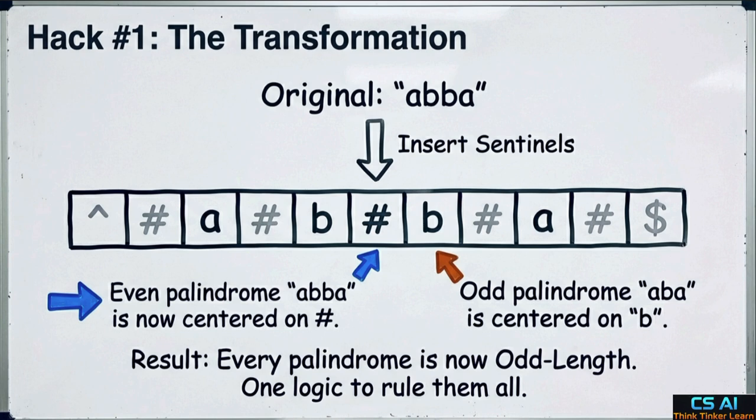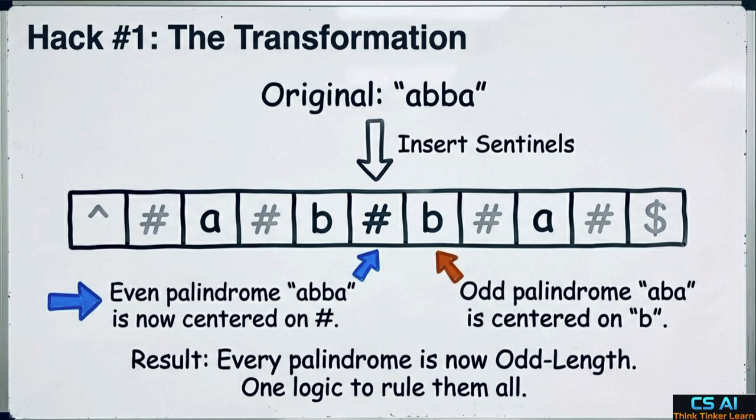It is now caret, hash, A, hash, B, hash, B, hash, A, hash, dollar sign. If we look at even palindrome ABBA, it is now centered on the hash between the B's. If we look at an odd palindrome like ABA within a larger string, it would be centered on the character itself. The result: every palindrome is now odd length. By adding these filters, we have created a new string where every center is an actual index in the array. This allows us to write one single, clean loop that expands around every index without ever worrying about even or odd symmetry again.